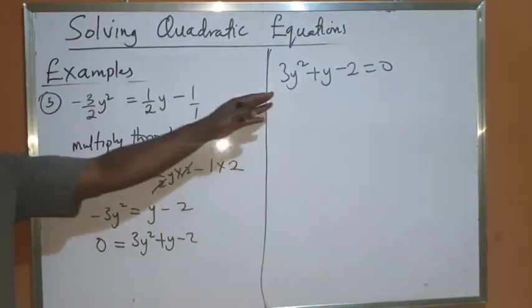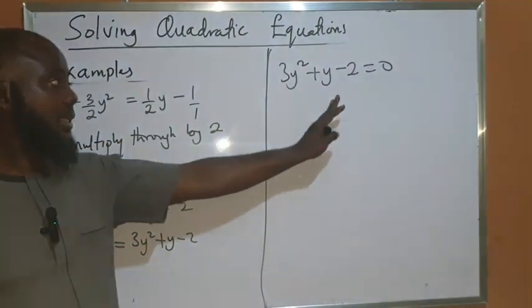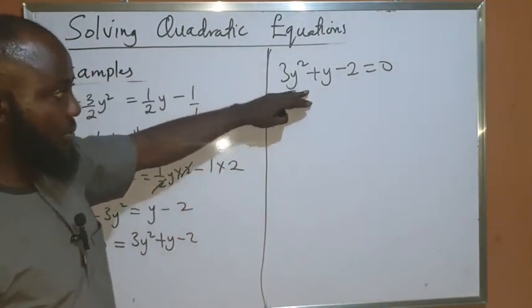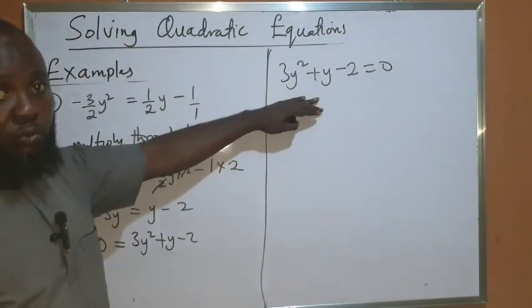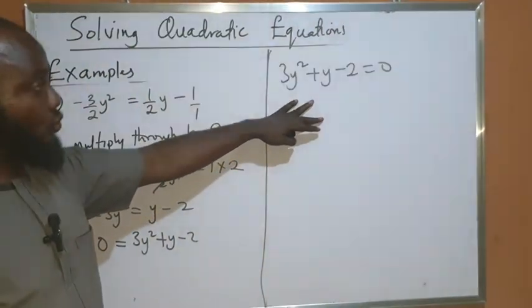That has turned into a quadratic equation. You guys, this has 3 terms, so what we're going to do here is make it 4 terms.